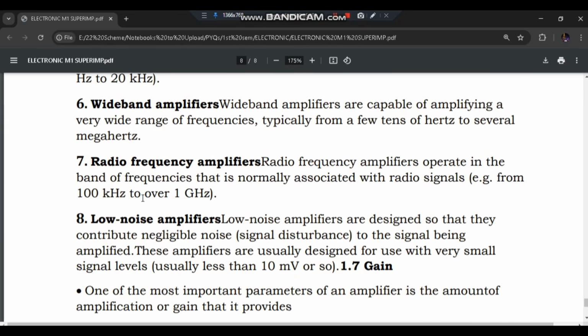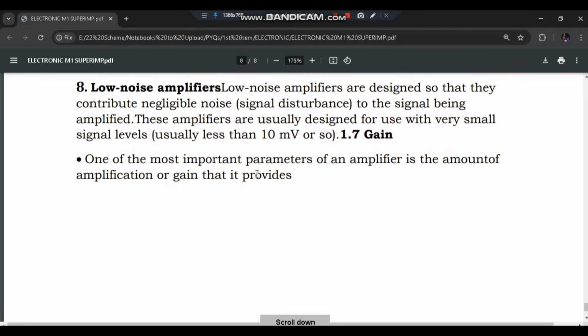Low noise amplifiers will remove whatever negligible noise or disturbance there is to the signal being amplified. These amplifiers are designed for very small signal levels, less than 10 millivolts. So these are the ranges present; based on different ranges, the amplifiers are separated. One of the most important parameters of an amplifier is the amount of amplification, the gain, it provides. What is the main task of an amplifier? To increase the value, right? How much it increases, based on that the categorization is done.